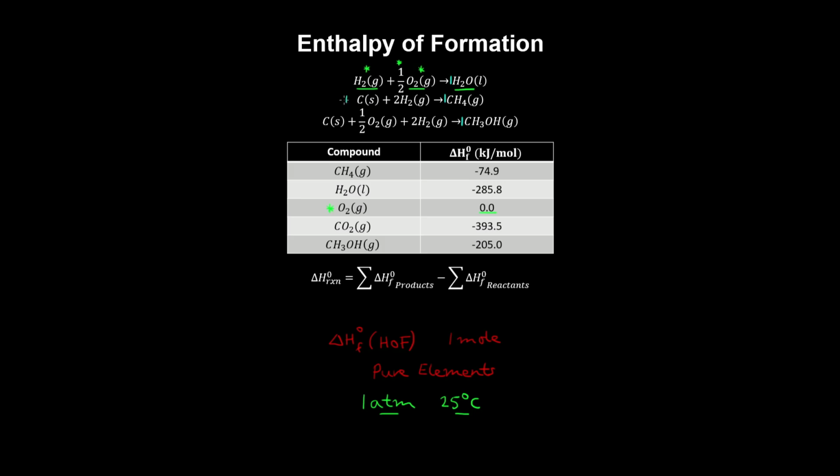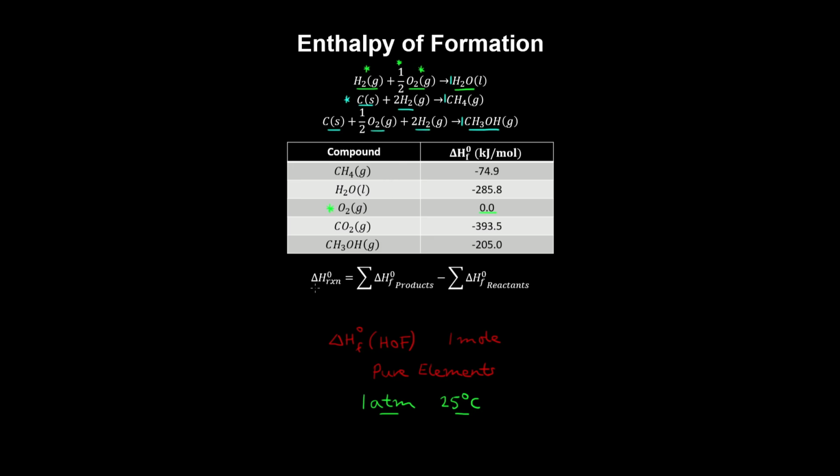And here is another example of methane being formed from an allotrope of carbon. So graphite is a stable allotrope under standard conditions, and 2 moles of hydrogen gas. And 1 mole of methanol is formed from the following constituent pure elements.